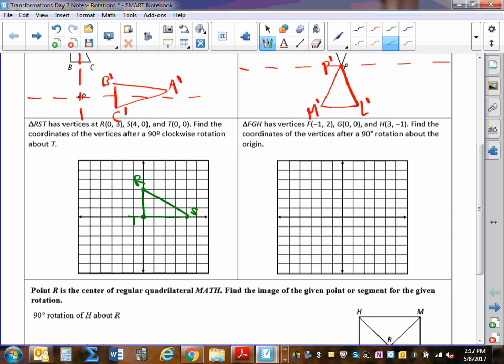Here it says find the coordinates of the vertices after a 90-degree clockwise rotation. So I'm going 90 degrees clockwise. So again, you can use it visually, or you can use the rules above. I want you to go and try this.